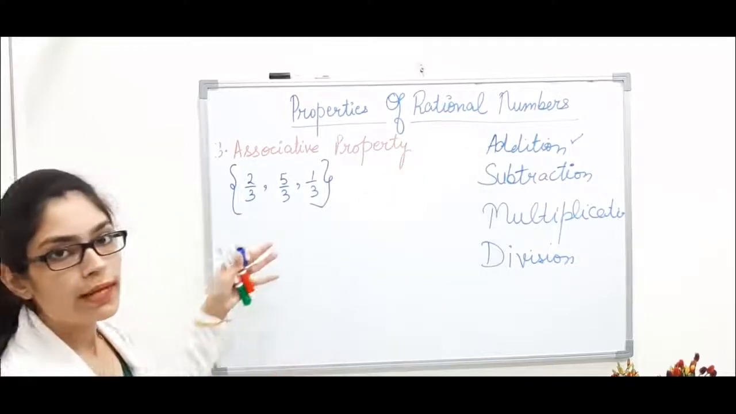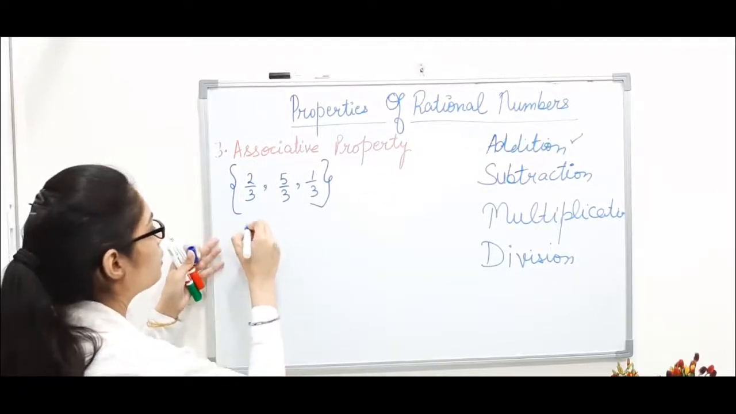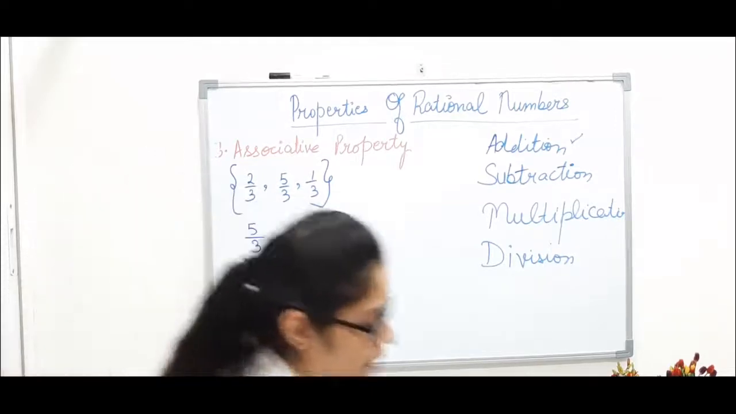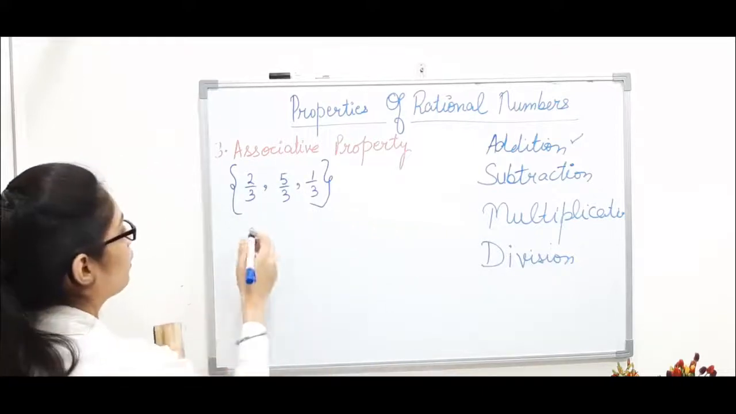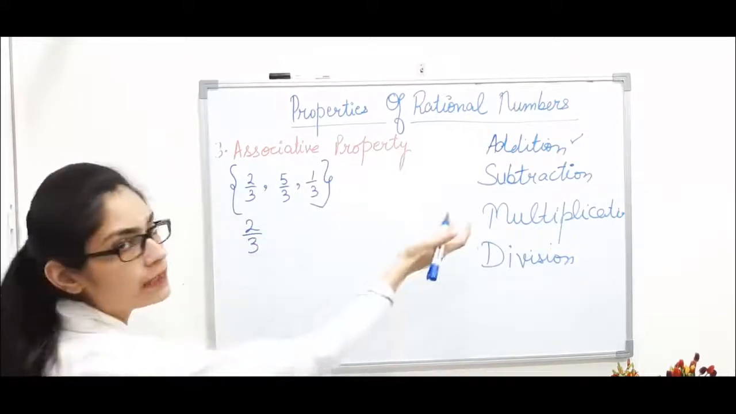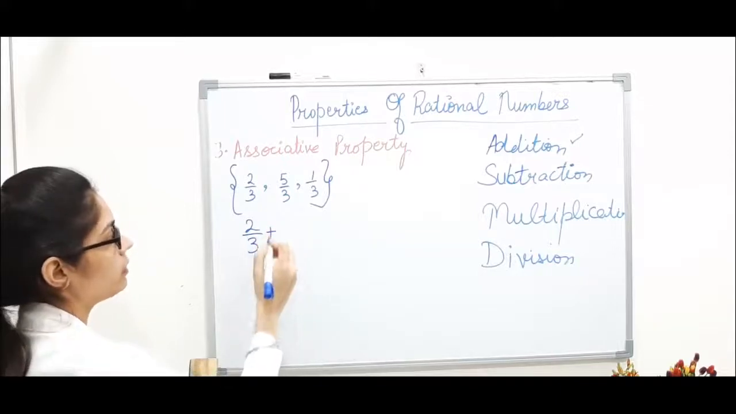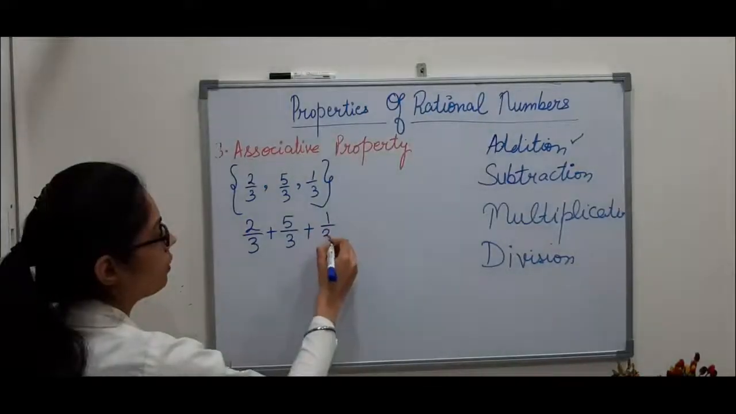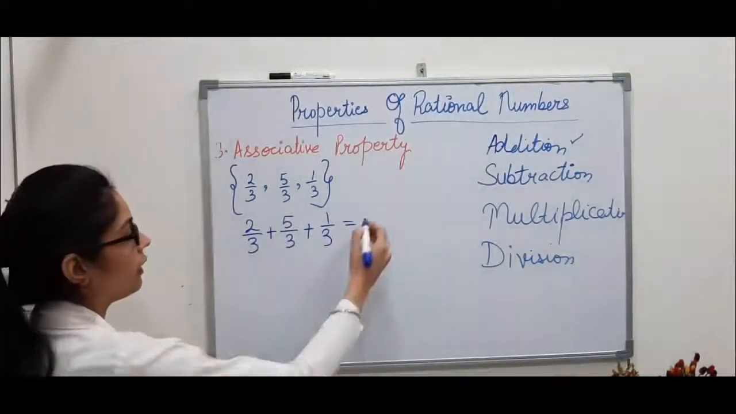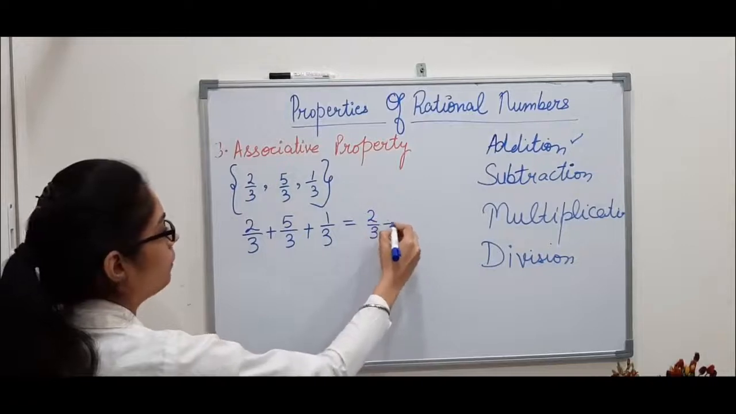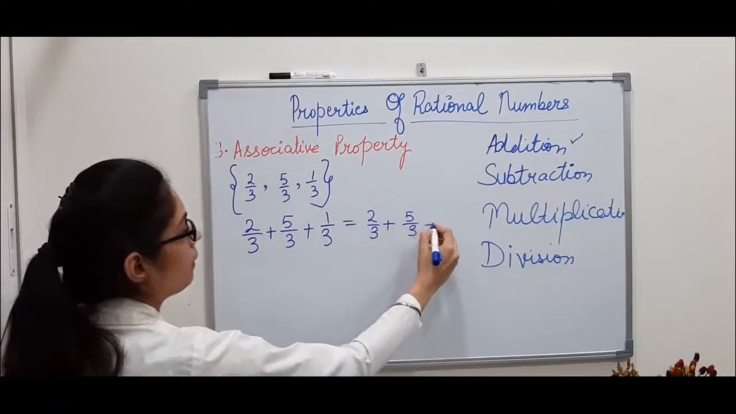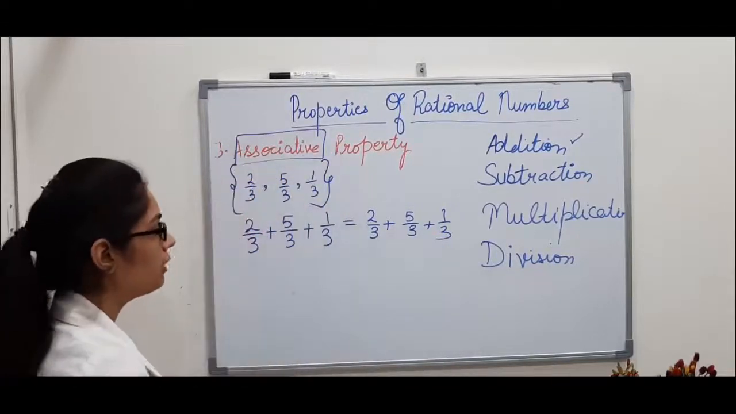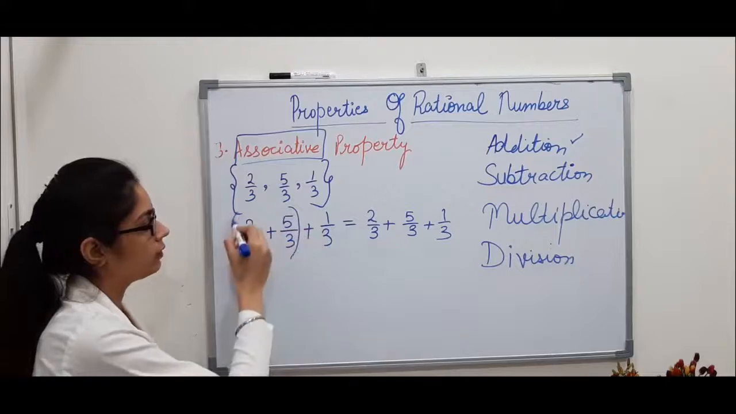There is a way to write this property. I will write three numbers: 2 by 3, 5 by 3 and 1 by 3. Since I am taking it for addition, I will put the addition sign. 2 by 3 plus 5 by 3 plus 1 by 3. Now equals to, again I will write the same numbers, 2 by 3 plus 5 by 3 plus 1 by 3. In the associative property, what we have to do is just put brackets.